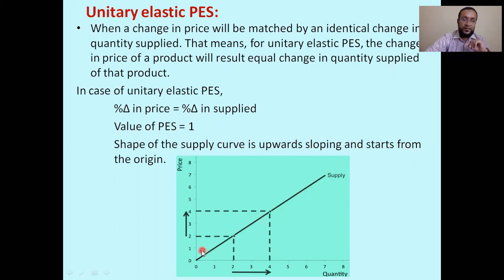So here let us assume that the initial price is 2 and the initial quantity supplied is also 2. Now if price increases from 2 to 4, supply also increases from 2 to 4. So here the percentage change in price is 100%. In response to this 100% increase in price, quantity supplied also increased by 100%. That means percentage change in price is equal to percentage change in quantity supplied. As a result, the value of elasticity is 1. So it is unitary elastic supply.